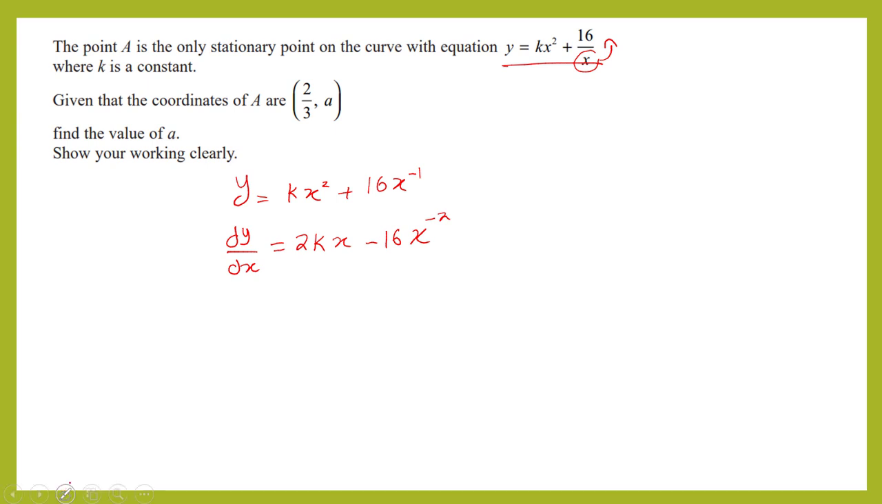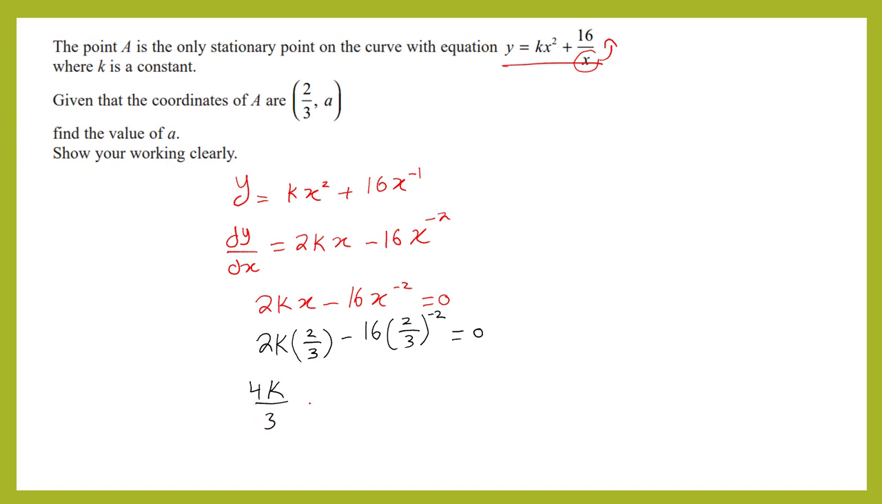After finding dy by dx, what we're doing is equating dy by dx to 0. So it will be 2kx minus 16x power negative 2 equals 0. Now you have the x value already. So you can replace each x by 2 over 3. So it will be 2k multiplied by 2 over 3 minus 16 multiplied by 2 over 3 all power negative 2 equals 0.